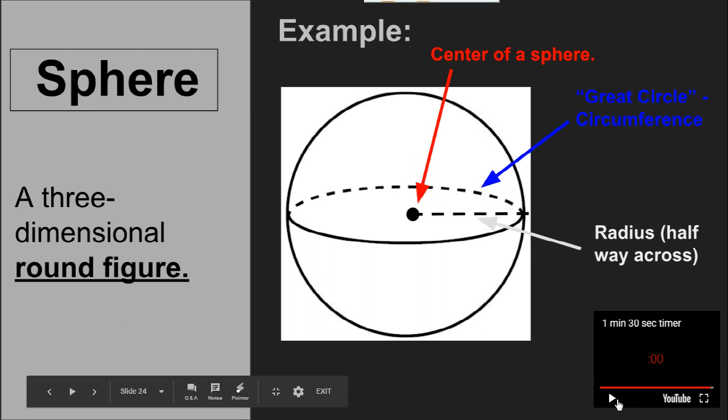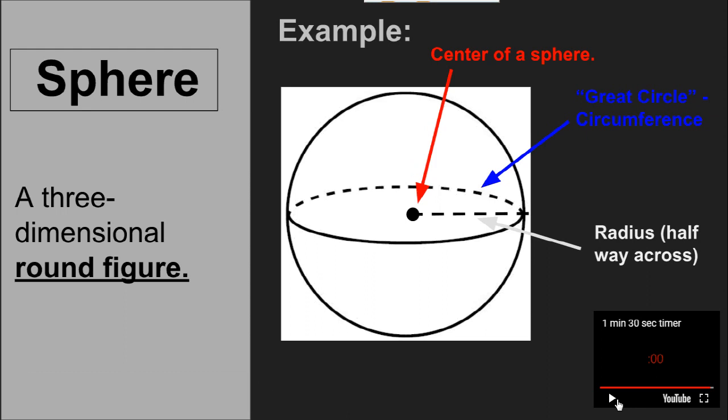All right, so hopefully you had a chance to write. Let's go ahead and look through our last word. So one more time, the word was sphere. Everybody say sphere. Very good. All right, so a sphere is three-dimensional, so pretty self-explanatory. 3D has to have 3 dimensions, has some depth to it, and it has to be round.